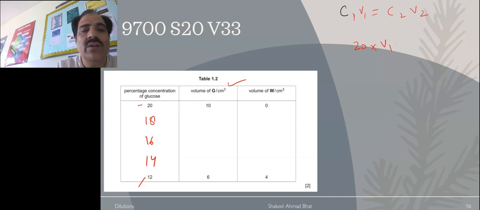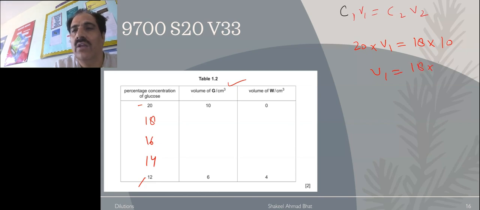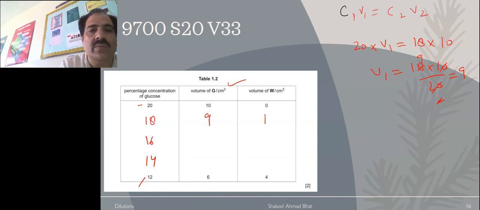Now we have to calculate it for 18%. As we said, C1 is the concentration of the stock solution which is given. V1 is the volume that we have to find is equal to C2, the new concentration that we need, which is 18, into V2, the final volume that we have to make, like 10 here. So V1 will be equal to 18 times 10 divided by 20. So 10 twos are 20 and 2 nines are 18. So for making the 18%, we need 9 centimeter cube of the stock solution, and to this we will add 1 centimeter cube of water.